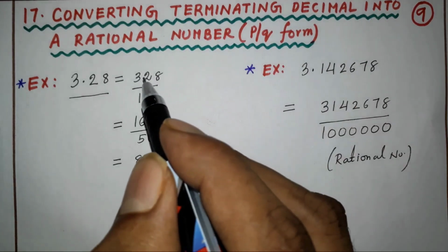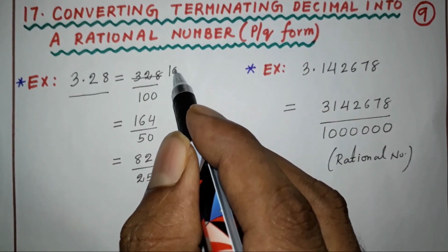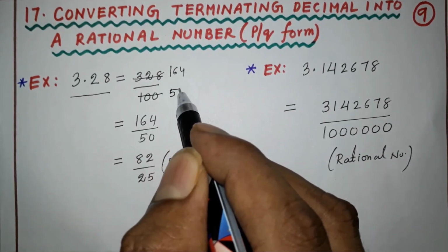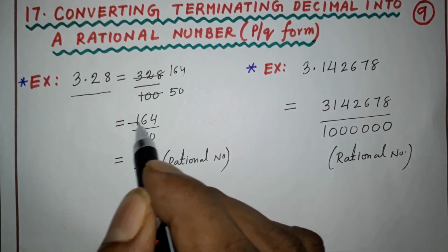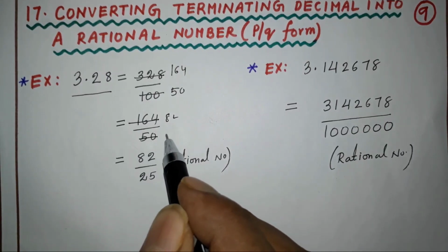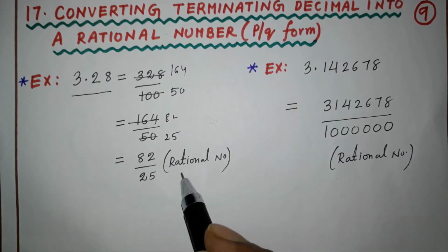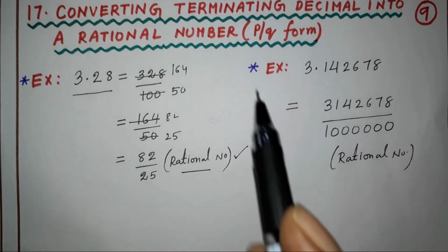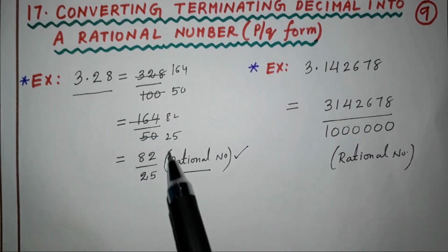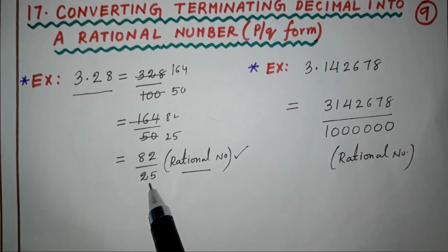You cancel by 2: 164 by 50. Still it can be cancelled by 2: 82 by 25. So finally the simplest form is 82 by 25, which is in the p by q form, nothing but a rational number. So this terminating decimal's rational number is 82 by 25.